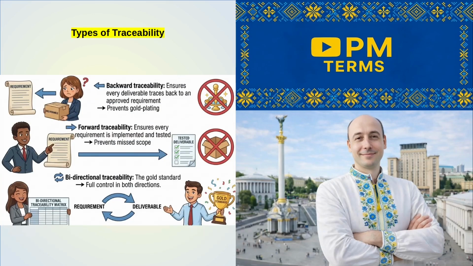Types of traceability. There are three main directions of traceability. Backward traceability: it ensures every deliverable traces back to an approved requirement. It prevents gold plating. Forward traceability: it ensures every requirement is implemented and tested. It prevents missed scope. Bidirectional traceability: the gold standard. Full control in both directions.